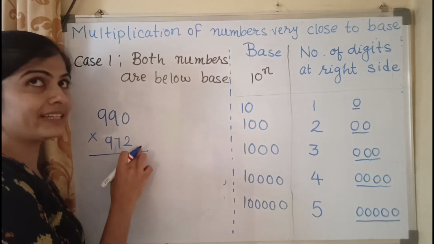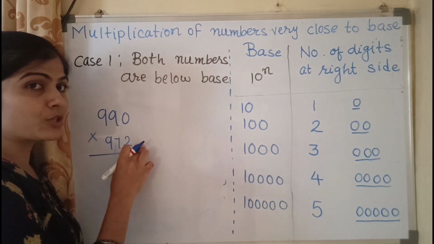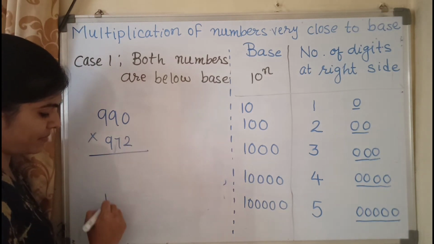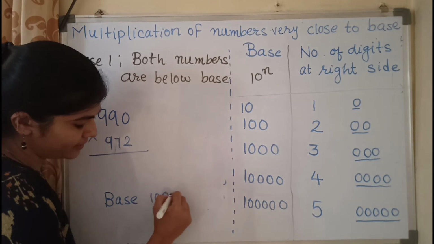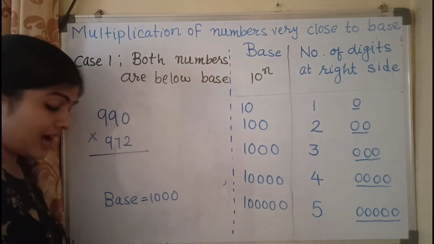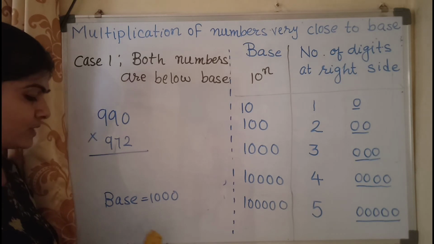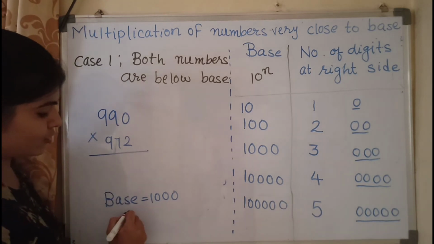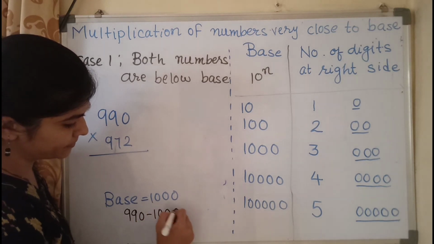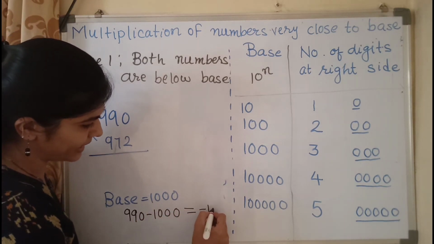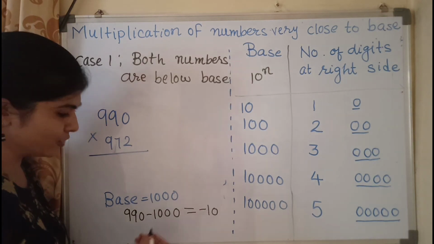990 times 972. You can see that both the numbers are closer to 1000. So what is my base? Base is 1000, and both the numbers are below the base, both are less than this 1000. So how much is the deviation? So what do we need to do? 990 minus 1000. So it is how much? It would be negative 10. Is it true? Yeah, that is absolutely true.